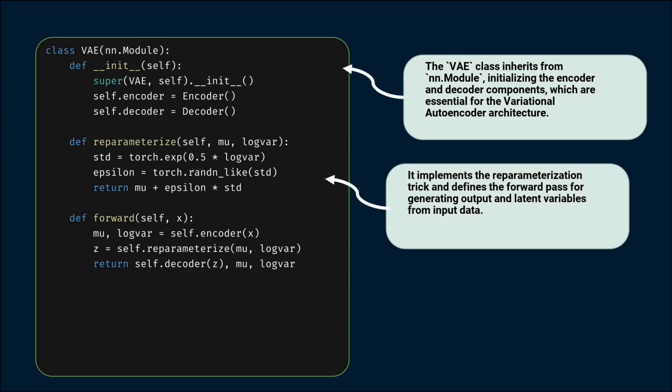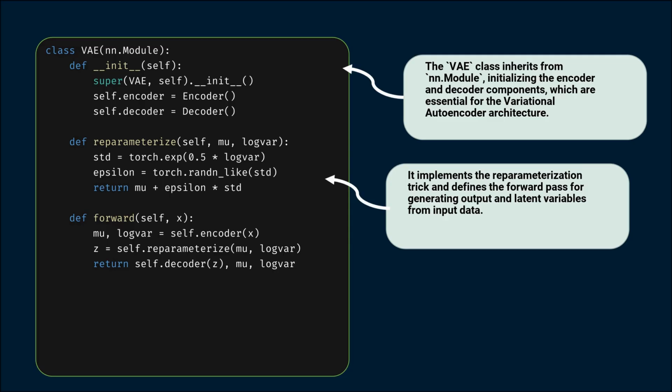Now let's implement the core variational autoencoder, or VAE model, which combines our previously defined encoder and decoder. In this implementation, we inherit from nn.Module, allowing us to utilize all the functionalities provided by PyTorch. The __init__ method is where we initialize the VAE class, and here we instantiate both the encoder and decoder as its components.